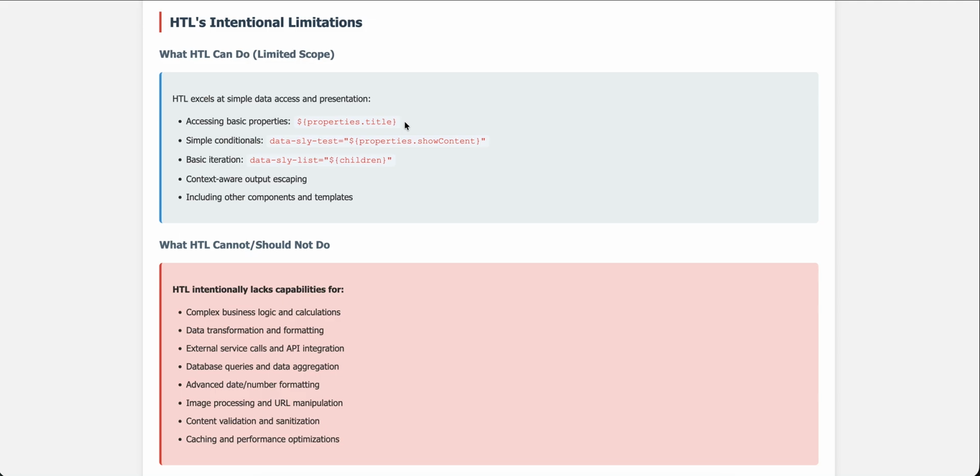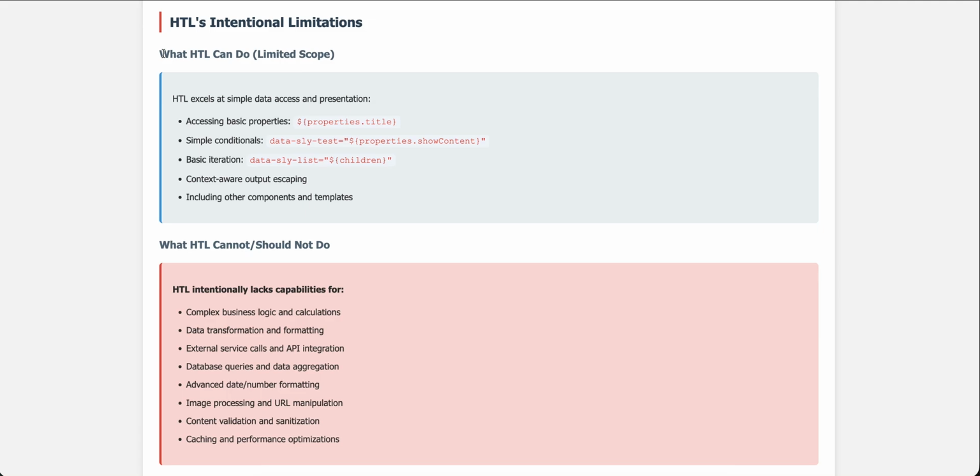Then if we have to use a conditional statement, like properties.showContent, if that content exists, then only this condition will be met and it will be shown, otherwise it will not be shown. This we already discussed in our previous lecture. Then basic iteration over a data list, then context-aware output escaping, and then including other components and templates. These are the intentional limitations, you can say. It has limited scope.